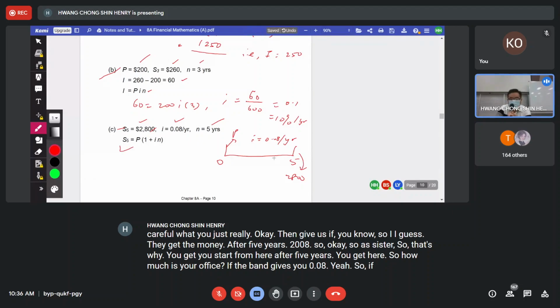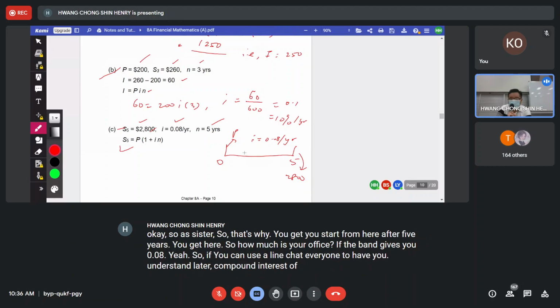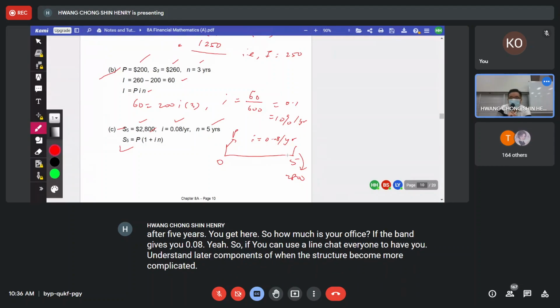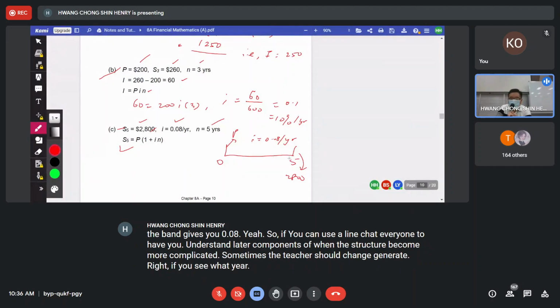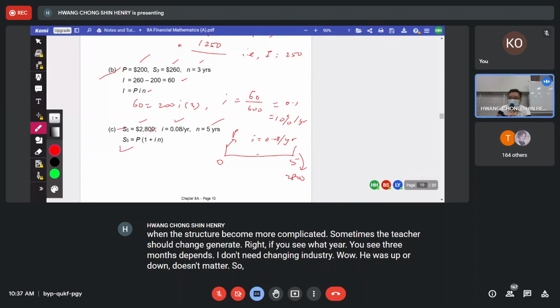Now you can use the line chart, everyone, to help you understand. Later, when we learn compound interest, when the structure becomes more complicated, sometimes the interest rate can change, right? If you save 1 year, let's say after 3 months, the bank suddenly changes the interest rate. Wow, revise, we call it revise, up or down, doesn't matter. So the money you get will be affected.